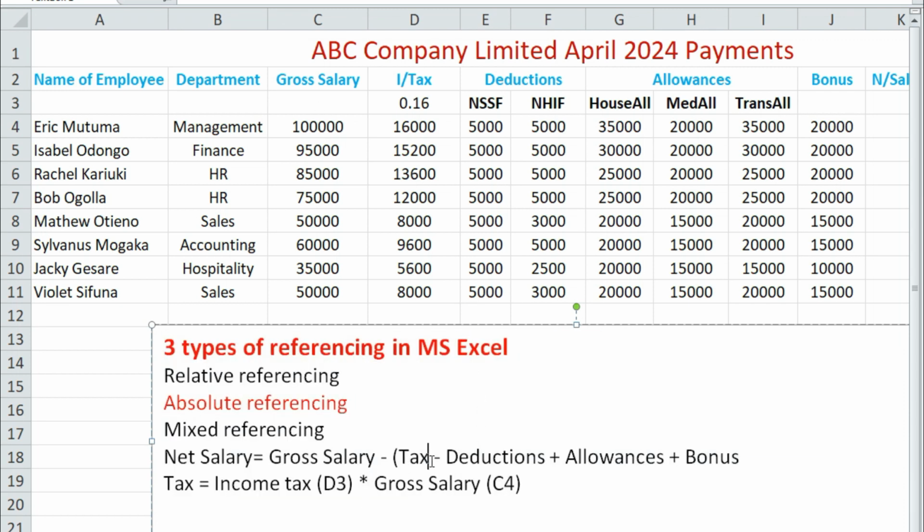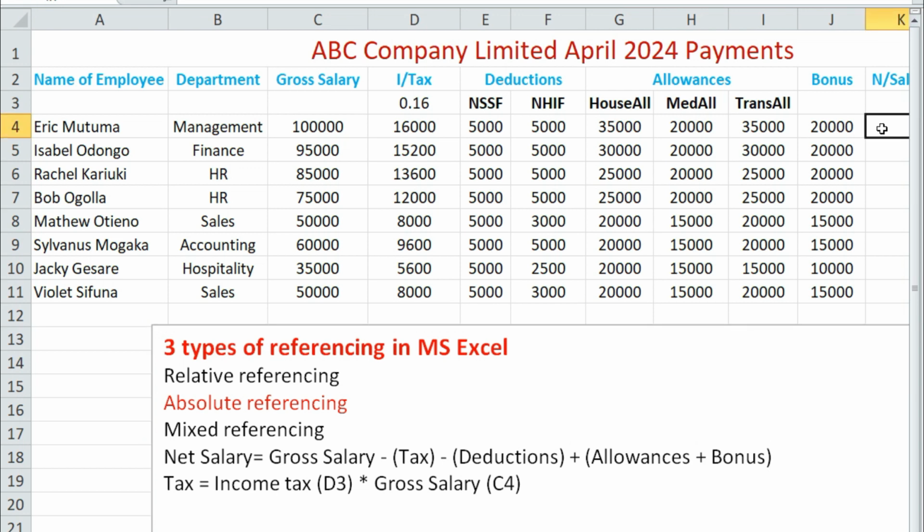Gross salary minus tax, right? Minus tax, and then minus deductions, like that, plus allowances plus bonus. The two are together. So that's how we find the net salary.